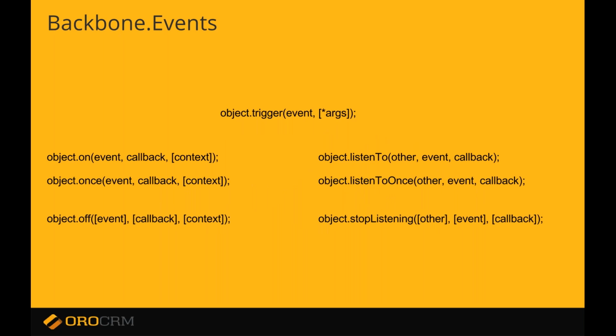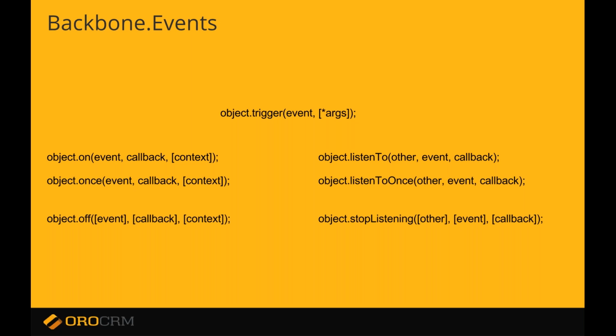Besides those components that I have described, there is also the events module that can be mixed into any object, and it will make it able to bind or trigger events on that object. So we can trigger an event on an object with the help of the trigger method, and subscribe to events with the help of the once or on method, or unsubscribe with the help of the off method.